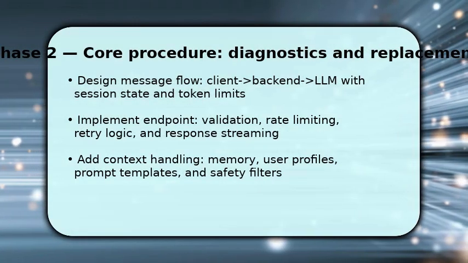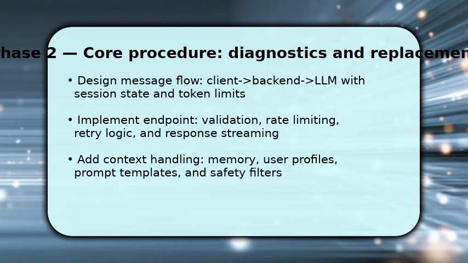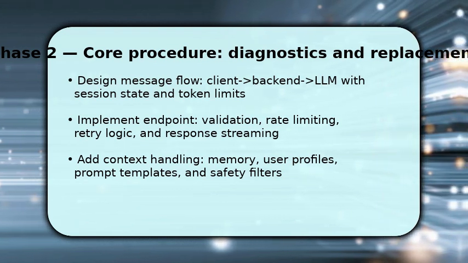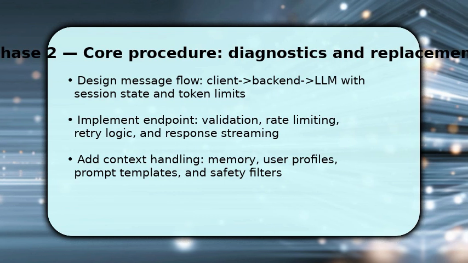You'll build the core, a backend that routes user messages to the model and returns responses. First, implement a validated API endpoint with rate limiting and retry logic. This prevents abuse and handles transient faults.